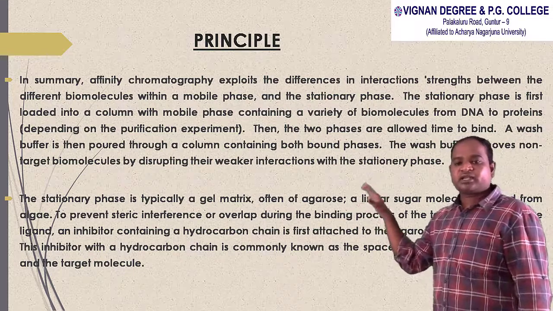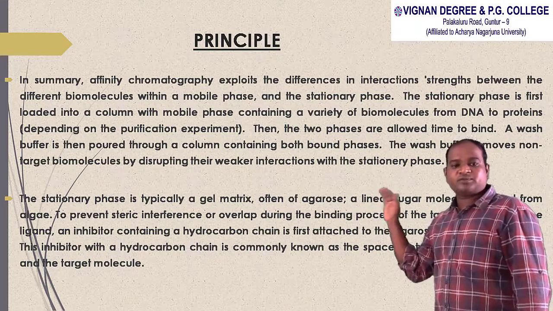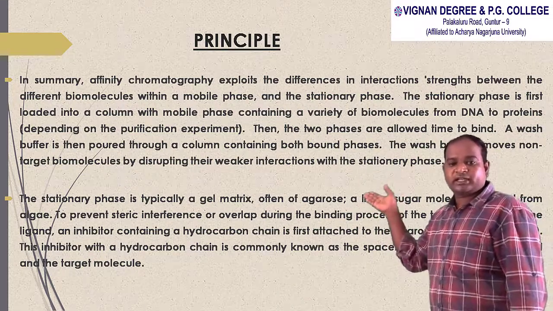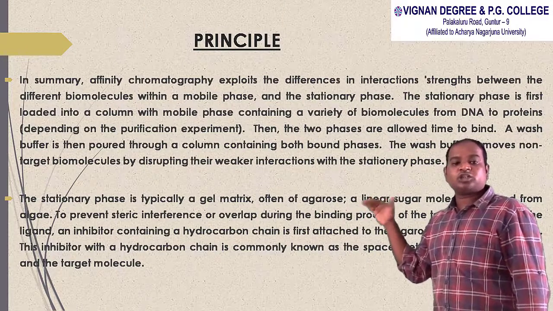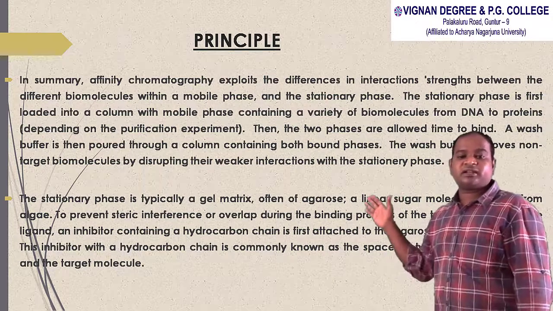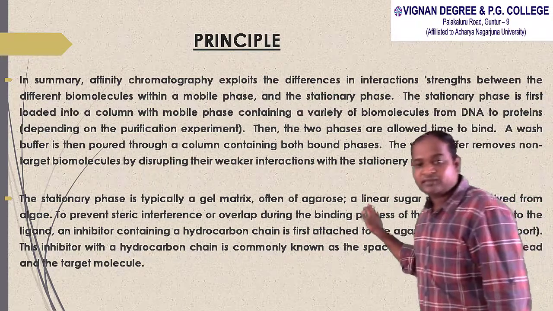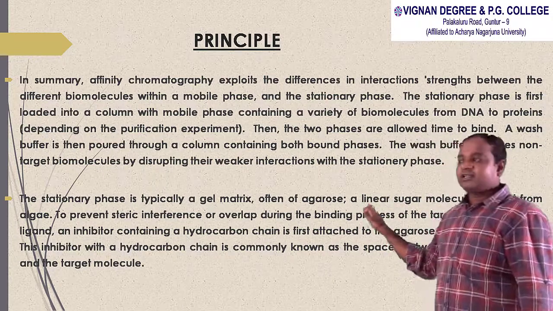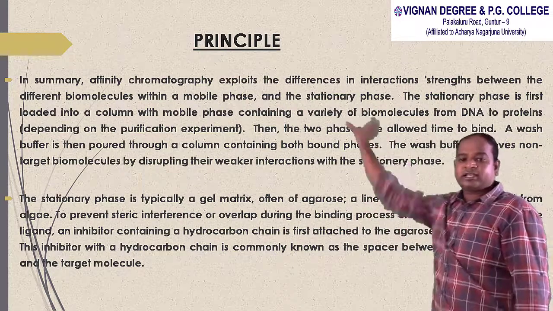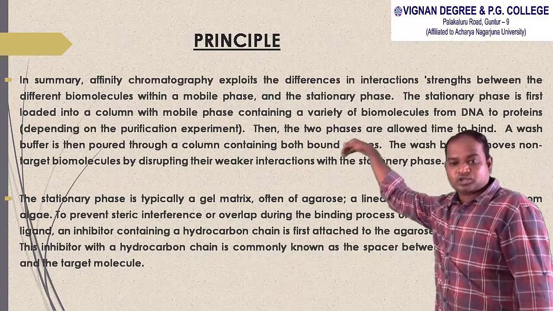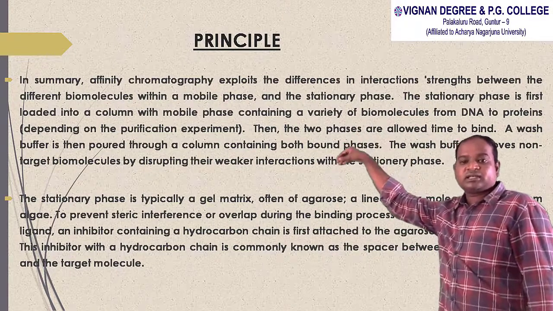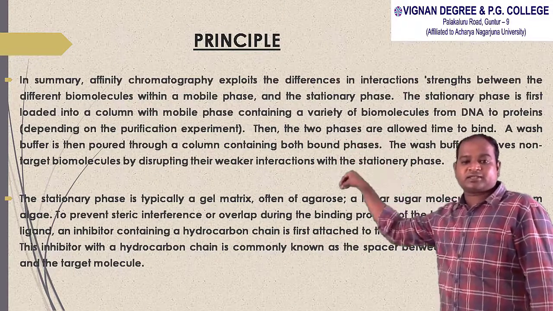Later, the two phases are allowed time to bind. A wash buffer is then poured through a column containing both bound phases. The wash buffer removes non-target molecules by disturbing their weaker interactions with the stationary phase. That is, when you take a column which contains the stationary phase, you pour the solvent, and that solvent contains a buffer reaction mixture also.